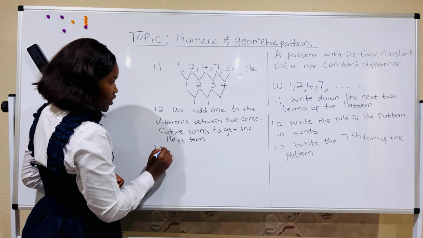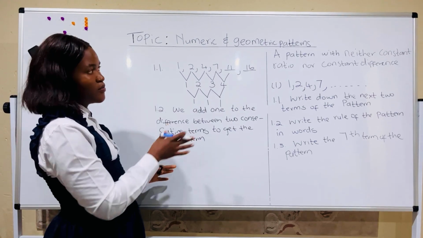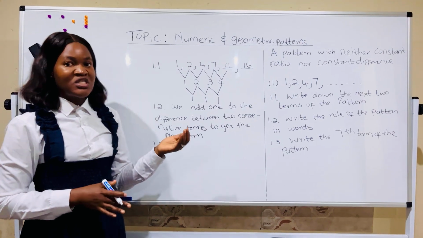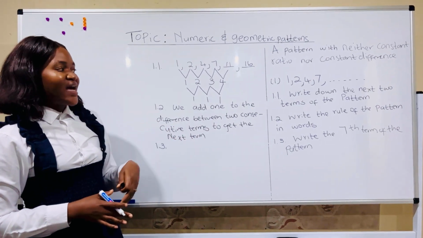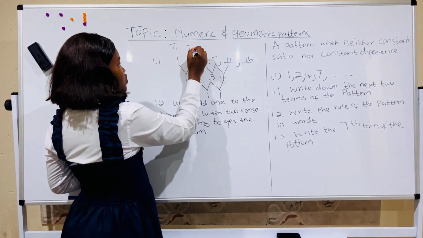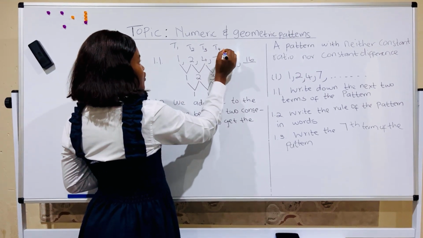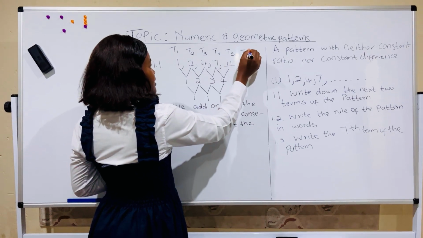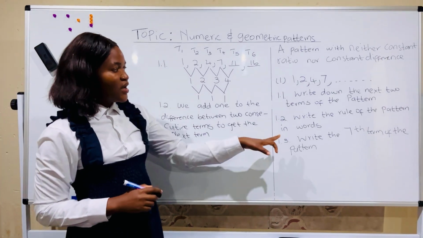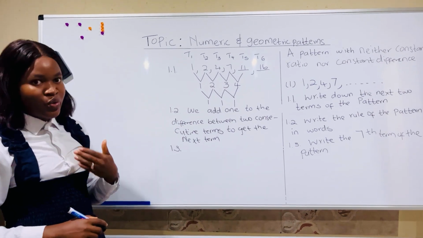Then now moving on to 1.3. Again, write the 7th term of the pattern. This pattern doesn't have a constant ratio or constant difference, so how do we solve it? I know a specific formula. Looking at this one, we get term 1, term 2, term 3, term 4, term 5, term 6. So if we want the 7th term, or even term number 100, you will know how to do it.